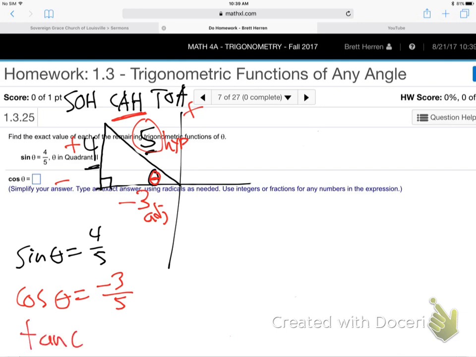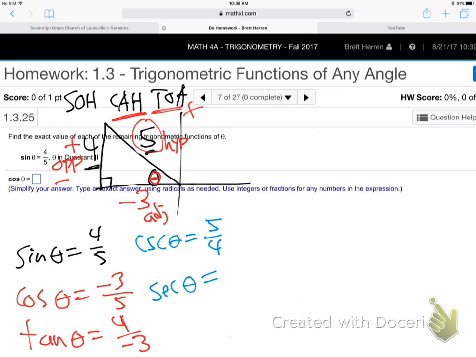Tangent. Tangent is TOA, opposite over adjacent. So that'd be 4 over negative 3. And then the other 3 trig functions, just flip them. Cosecant is upside down 5/4. Secant is upside down, minus 5/3. Cotangent is upside down, negative 3/4. And there we go.